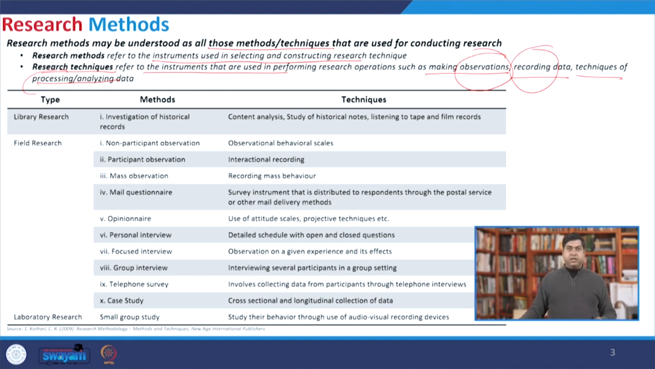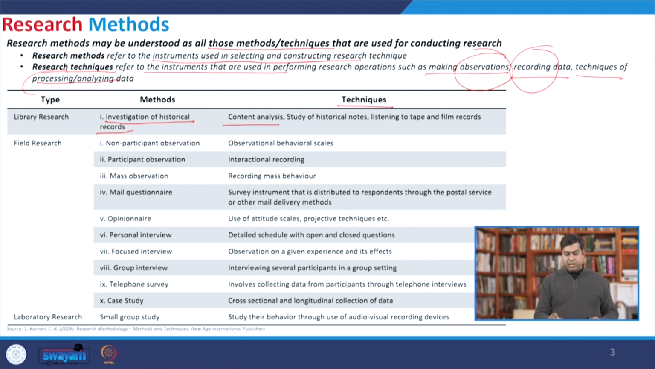In this particular table, I would like to show you some examples of that. Say the type of research is based on library research, through documents, so the method is investigation of historical records. You go to a public library, or a library that specializes in historical records, and go through old manuscripts, documents, books, etc., to understand the historical value of a certain topic.